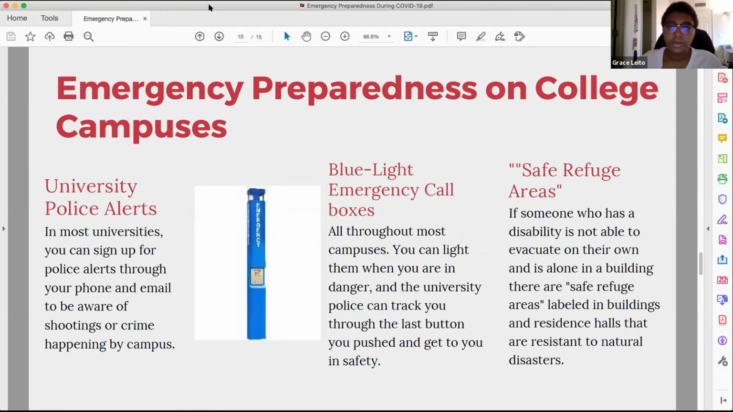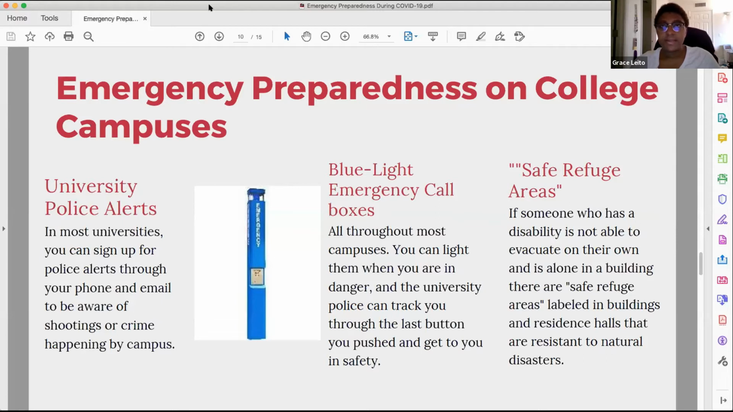Emergency preparedness on college campuses. So this is always a good thing to keep in mind, like the emergency preparedness resources they have, just so if there's an emergency, you can be safe. So, university police alerts. In most universities, you can sign up for police alerts through your phone and email and be aware of shootings or crimes happening by campus. A lot of the times there are police departments dedicated to that specific campus that you go to.